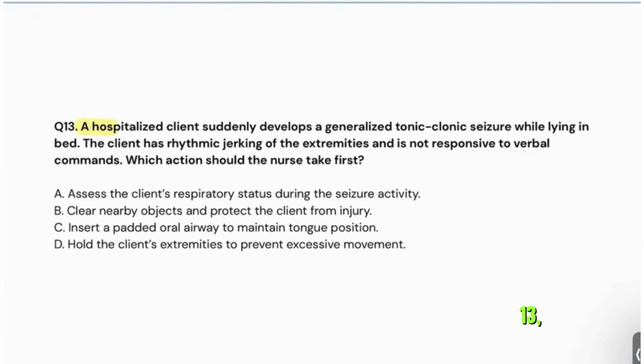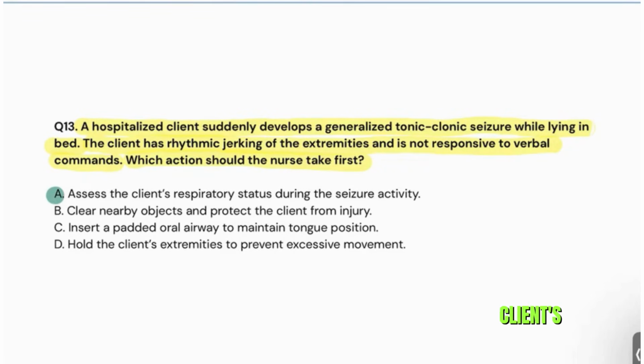So question number 13. A hospitalized client suddenly develops a generalized tonic-clonic seizure while lying in the bed. The client has rhythmic jerking of the extremities and is not responsive to verbal commands. Which action should the nurse take first? Let's look at our options.